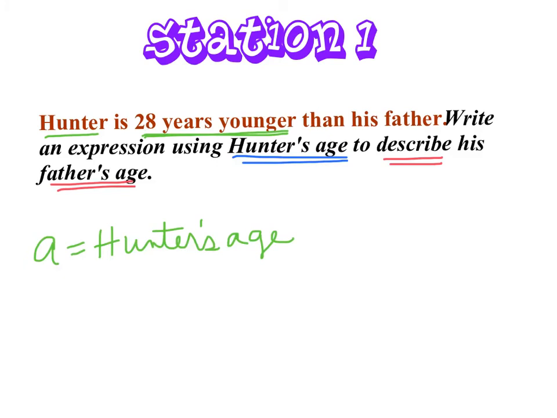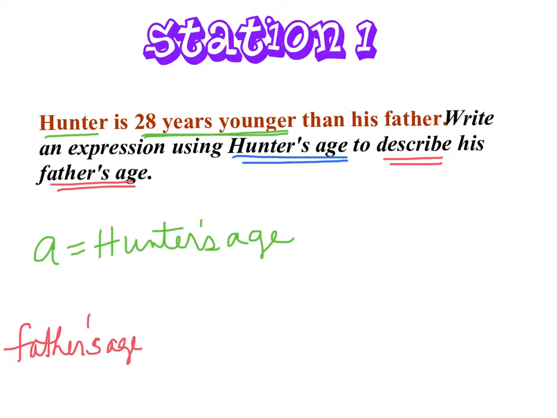As far as the stations go, you're still going to write algebraic expressions, but make sure you're reading each one. This one says Hunter is 28 years younger than his father. So we all know that sons are younger than their fathers. But we're going to write an expression using Hunter's age to describe his father's age. So again, when we do this, we're honing in on representing his father's age.